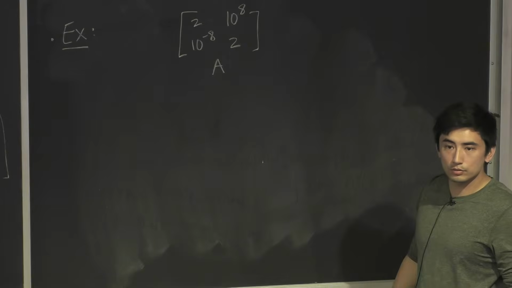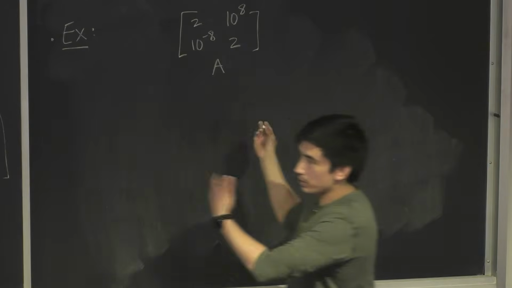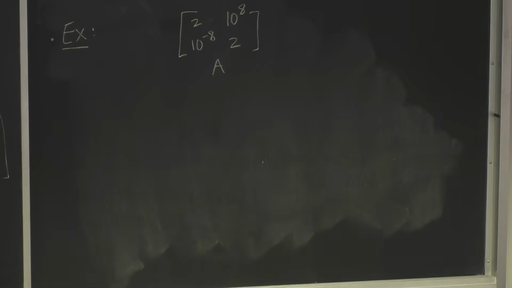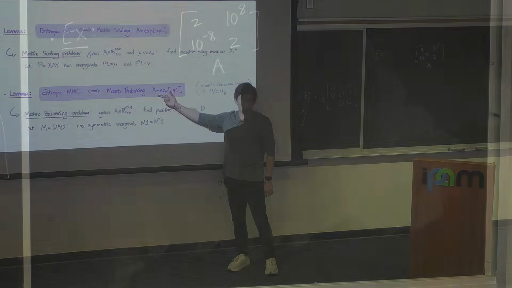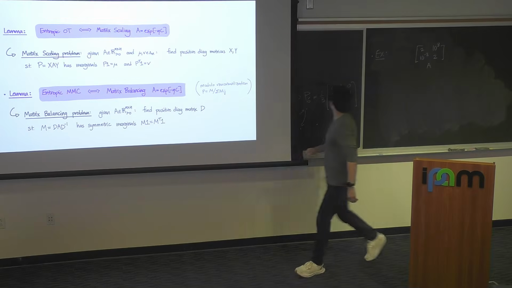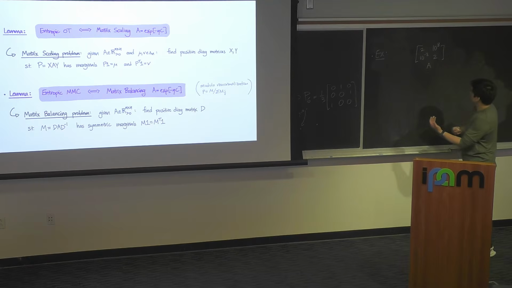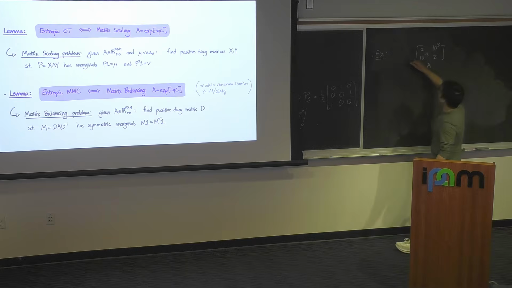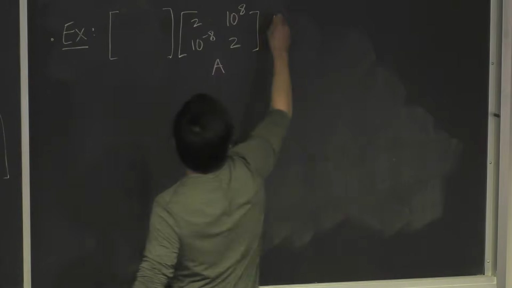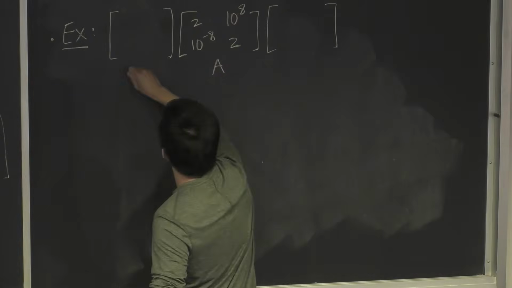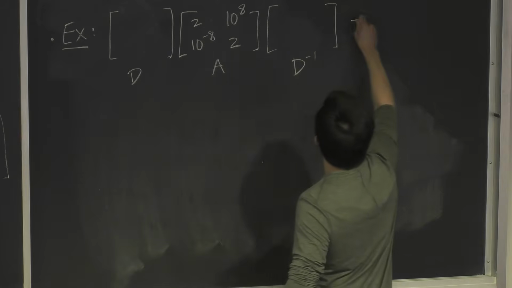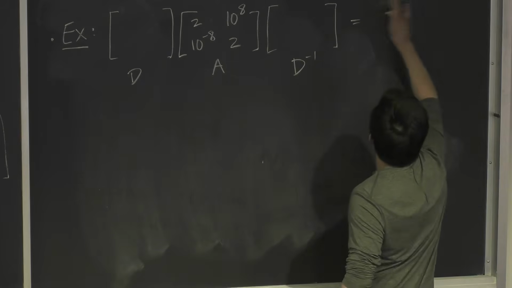Maybe I want to compute eigenvalues of this. Or maybe as another application, I want to solve min-mean cycle, then big and small entries are very reasonable because of exponentials. In any case, this is not very stable for numerical computations. And what you can do is find a matrix D and write its inverse, so that when you multiply out, it actually looks a lot better.